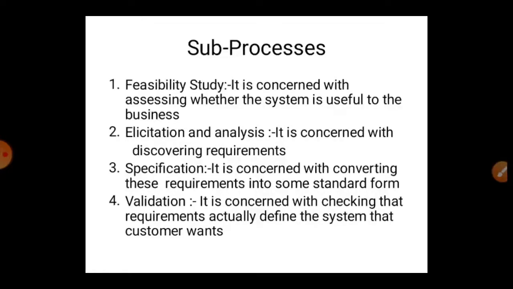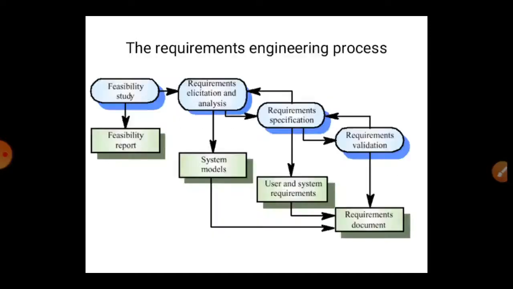4th, validation. It is concerned with checking that requirements actually define what the customer wants. In this validation phase, we check whether the requirements we have identified meet the customer's expectations or not. So these 4 sub-processes, that is feasibility study, elicitation and analysis, specification, and validation, contribute to the requirement engineering process.